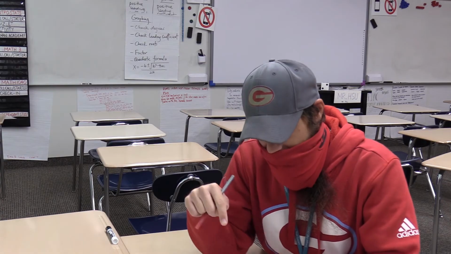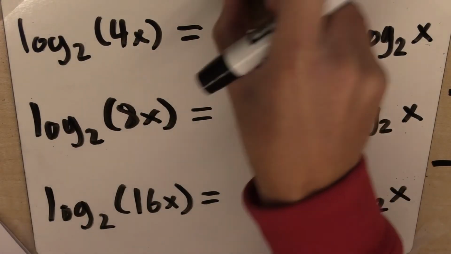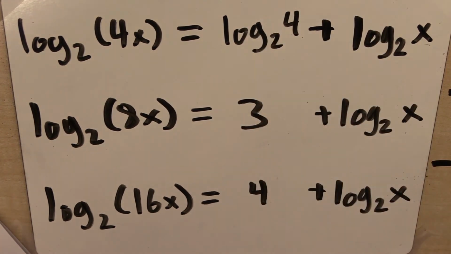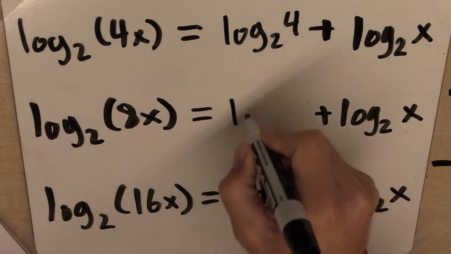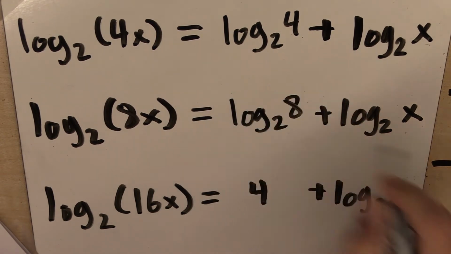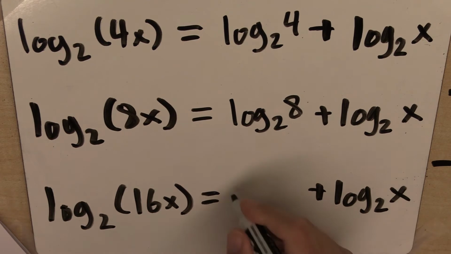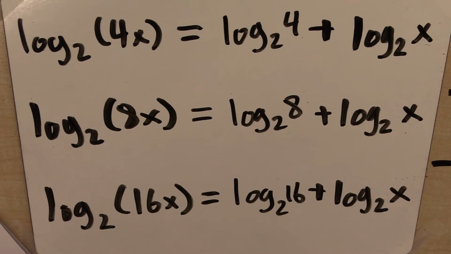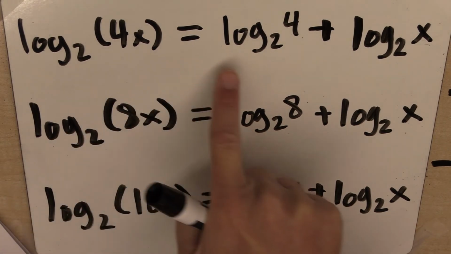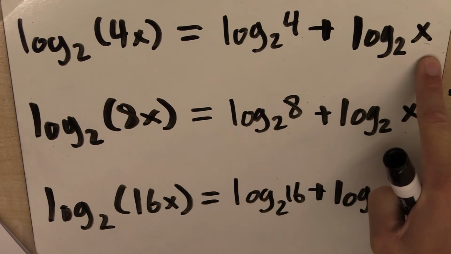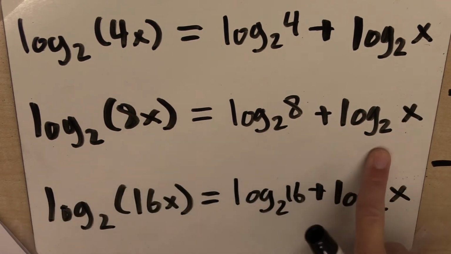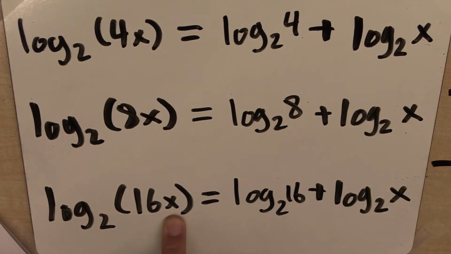Here's the brilliant part. We know that 2 is equal to log base 2 of 4, and 3 is equal to log base 2 of 8, and 4 is equal to log base 2 of 16. So log base 2 of 4x equals log base 2 of 4 plus log base 2 of x. Log base 2 of 8x equals log base 2 of 8 plus log base 2 of x. And log base 2 of 16x equals log base 2 of 16 plus log base 2 of x.